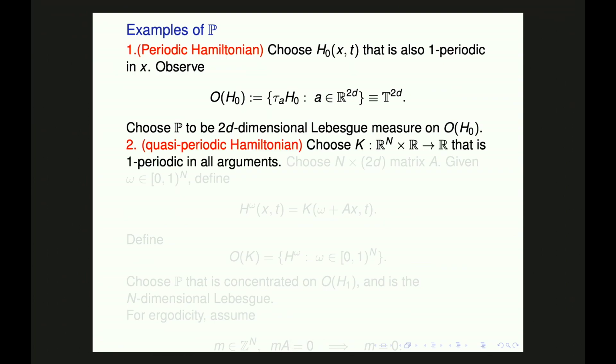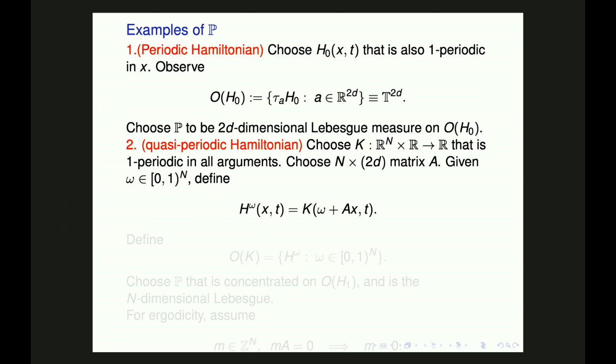So now I want to play a somewhat different game. Namely, I start with a Hamiltonian. Previously, my Hamiltonian was defined in R^2d, but now I define it in R^n, where n is potentially strictly bigger than 2d. And I assume this Hamiltonian K is periodic in every coordinate. And then I take some matrix A, which is n by 2d. Since K is periodic, in some sense, K is defined on the n-dimensional torus. So think of K as defined on the n-dimensional torus.